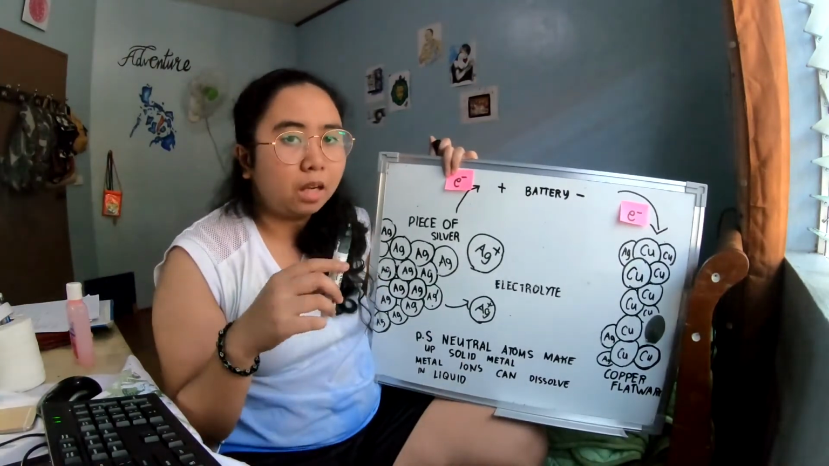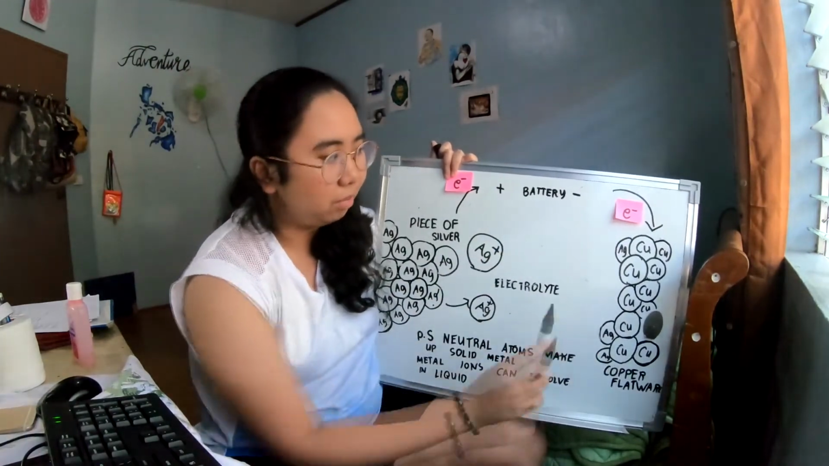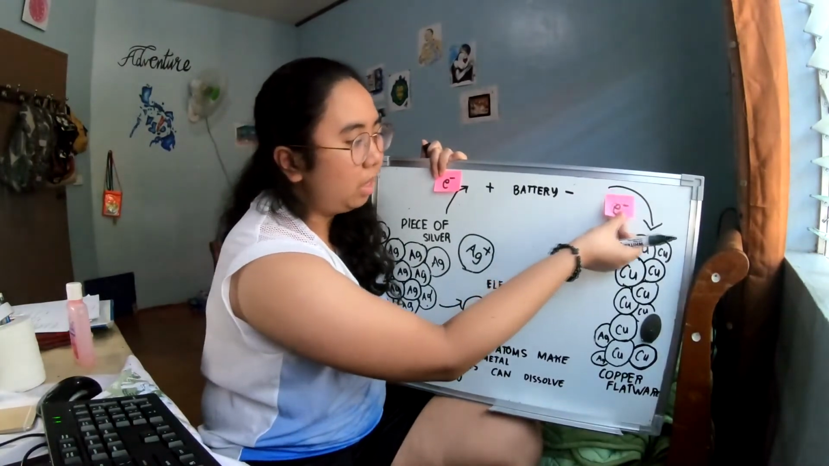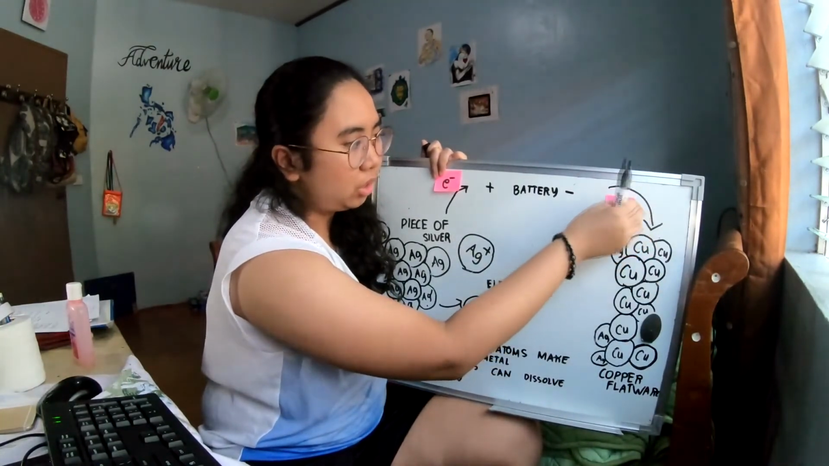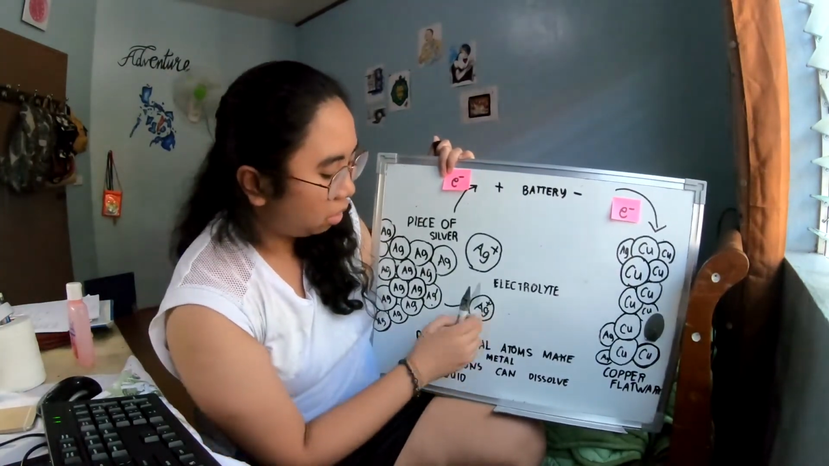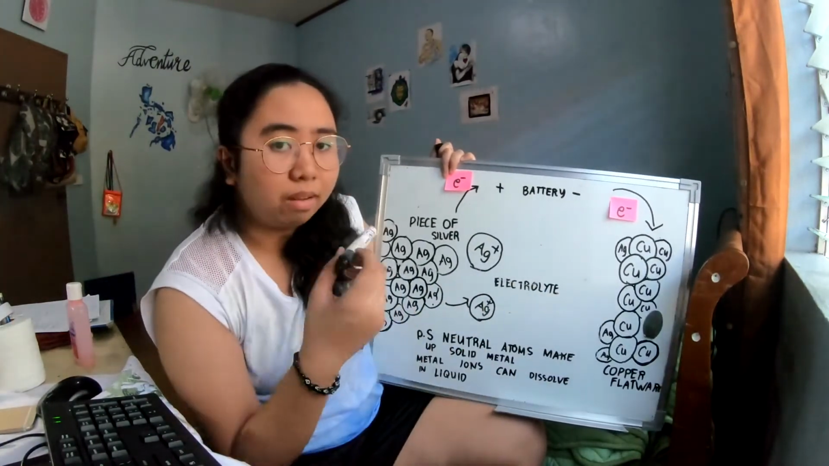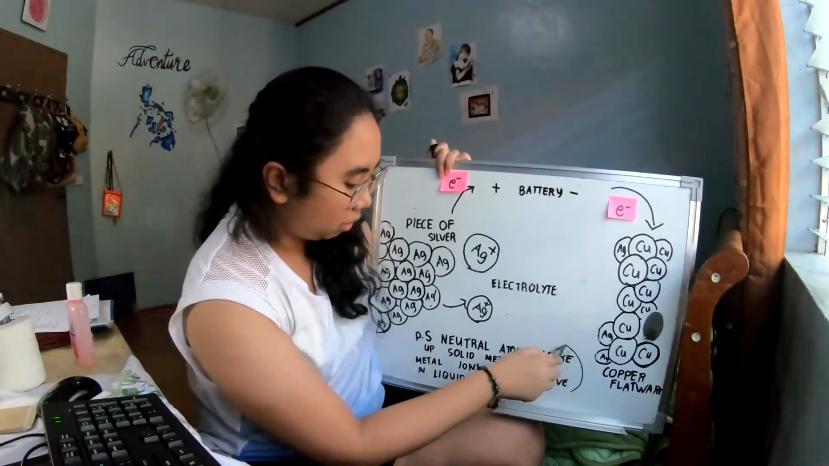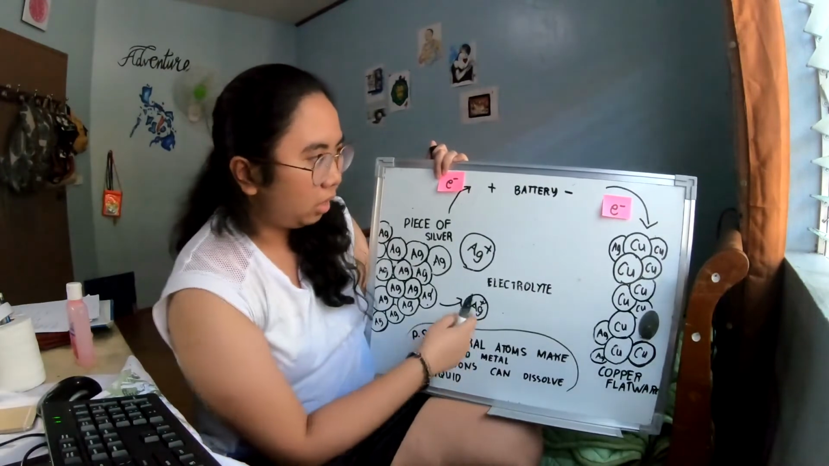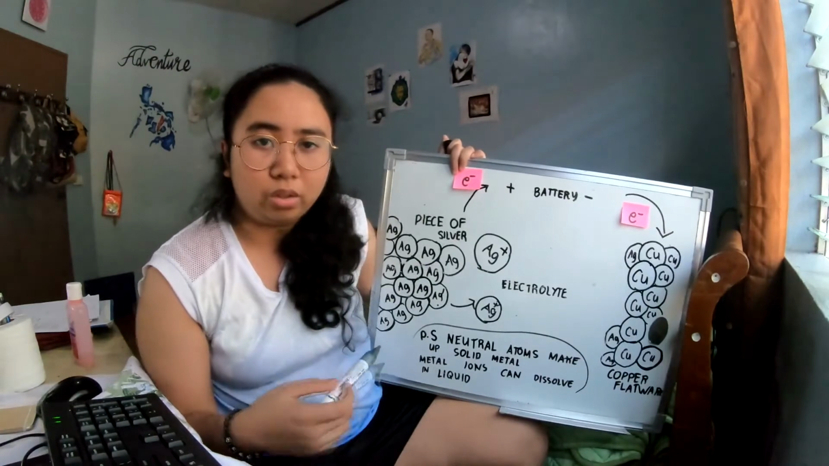So as you can see, the negative side of the battery is actually connected to the copper flatware. So if that's the case, then electrons will be pushed towards the copper. So in order to put these Ag atoms into the surface of copper, we have to go back into this statement again. It said that neutral atoms make up solid metal. In order to make it a solid metal, we have to change its charge again. We have to turn it into a neutral atom.